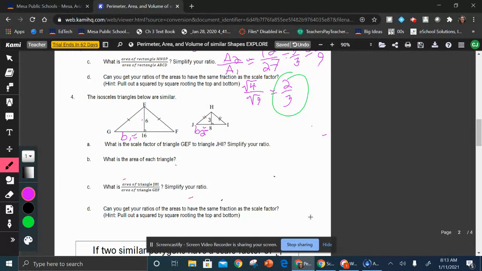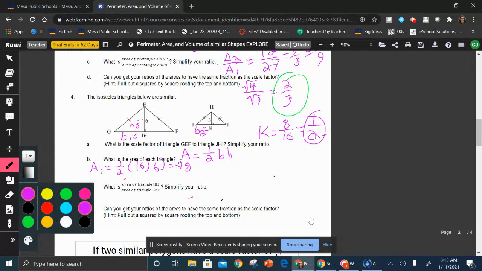Okay, so it says scale factor, so that means scale factor is going to be equal to 8 over 16. Divide both of them by 8 to get 1/2. Okay, and then for area of a triangle, remember a triangle is half a rectangle, so it's 1/2 base times height. So the area for the first one is going to be 1/2 times 16 times 6, which is 48.